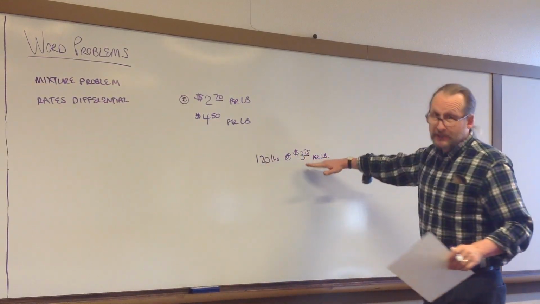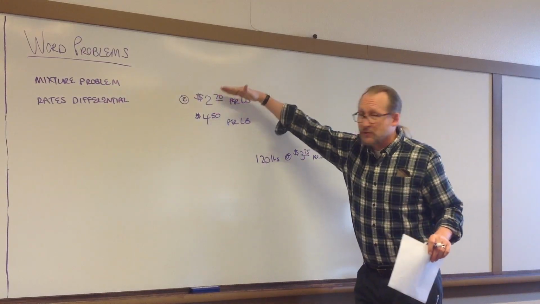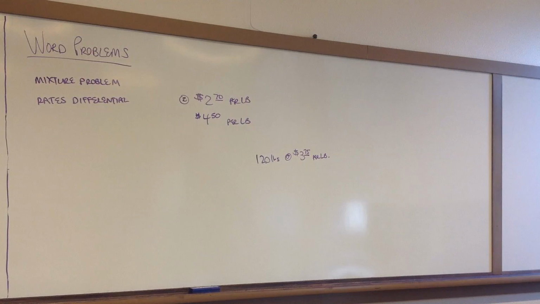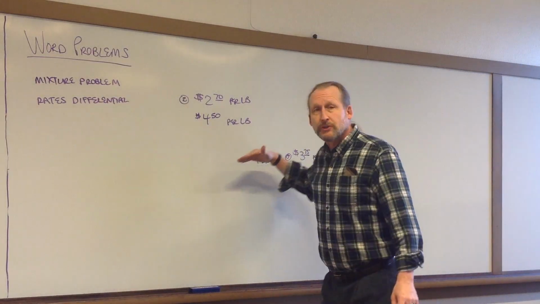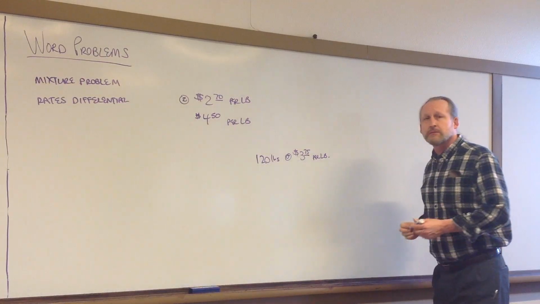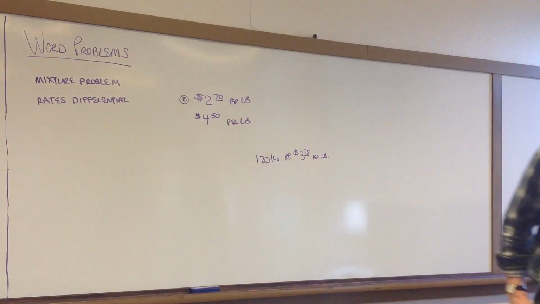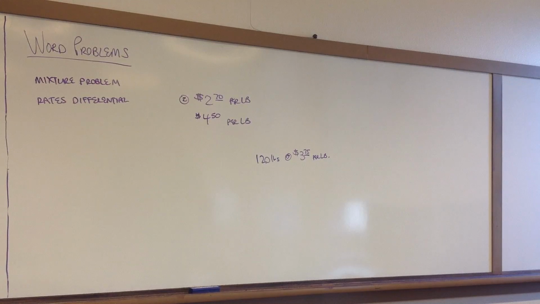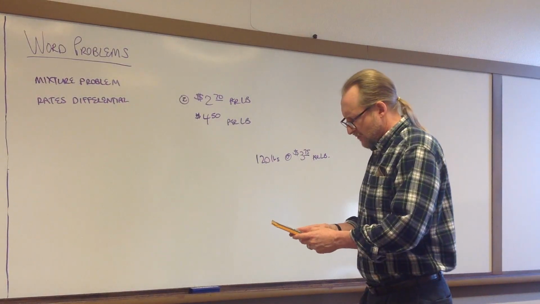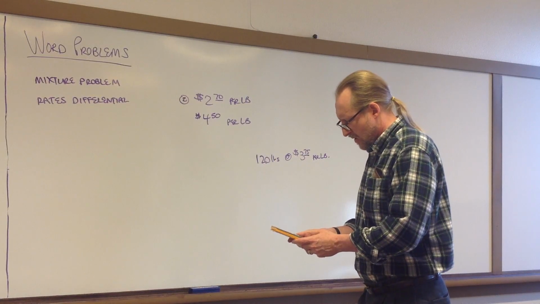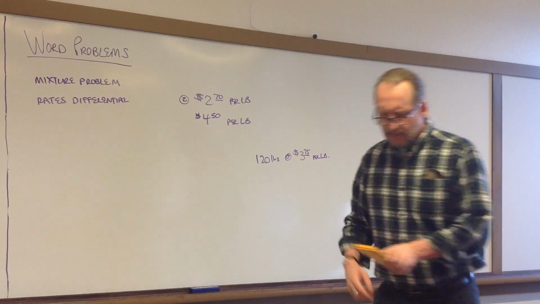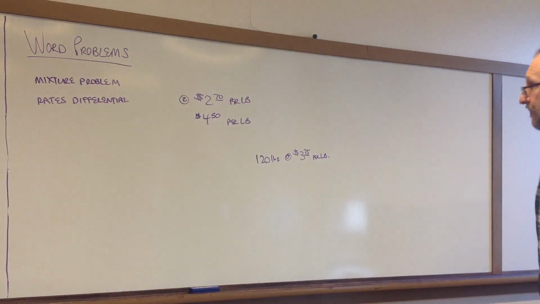Okay. Now notice that this $3.75 is in between the two prices. So the idea is we're going to mix them together. If we use equal amounts, then the cost will be exactly halfway between it. Okay? So let me figure this out just for illustrative purposes. So if we take $2.70 and $4.50 and average them together, we get $3.60 a pound.